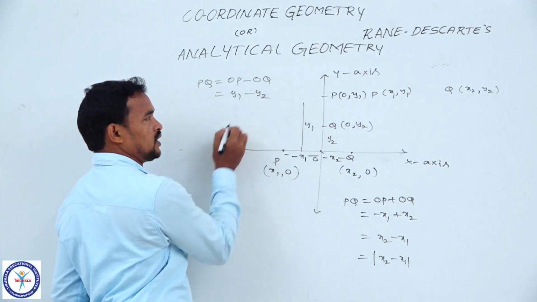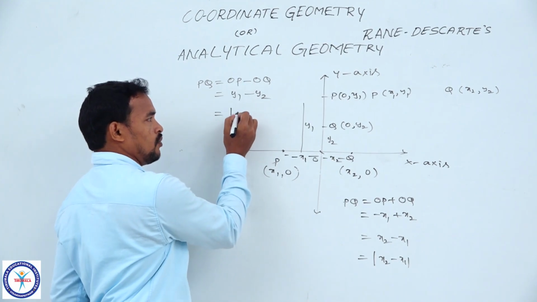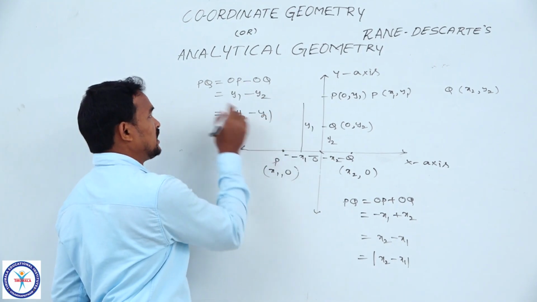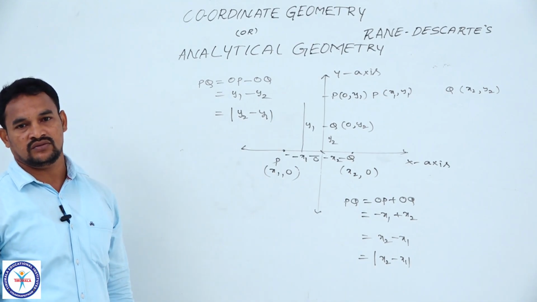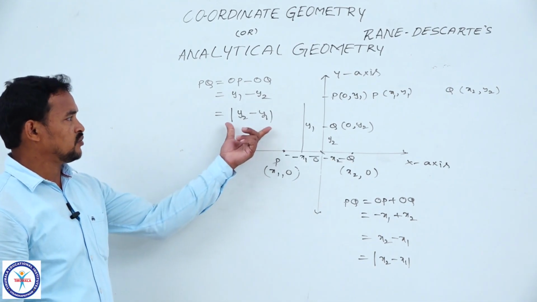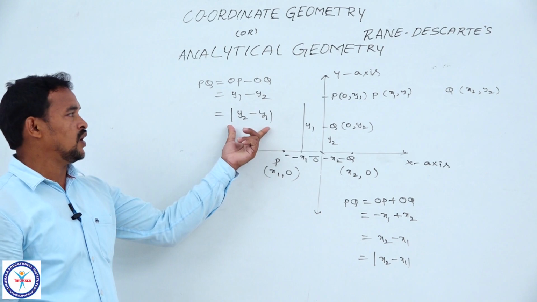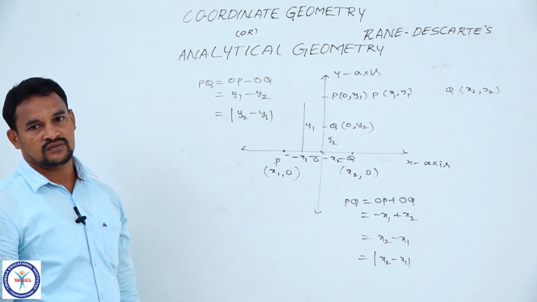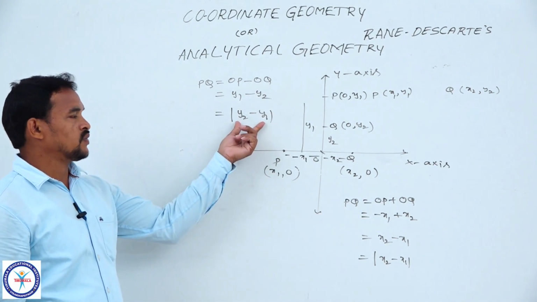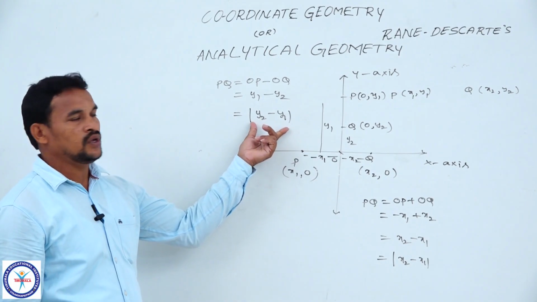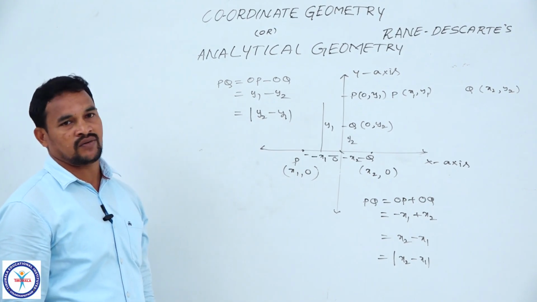So y1 minus y2. Generally we also take mod of y2 minus y1 because it is a distance. Distance is never negative. It is always positive. So it is nothing but the modulus, the absolute value of y2 minus y1. The absolute value of y2 minus y1 is never negative. It is always positive. So you will take mod y2 minus y1.